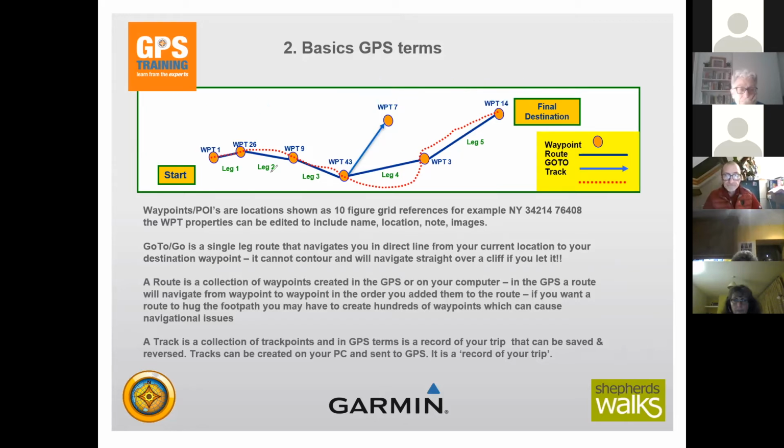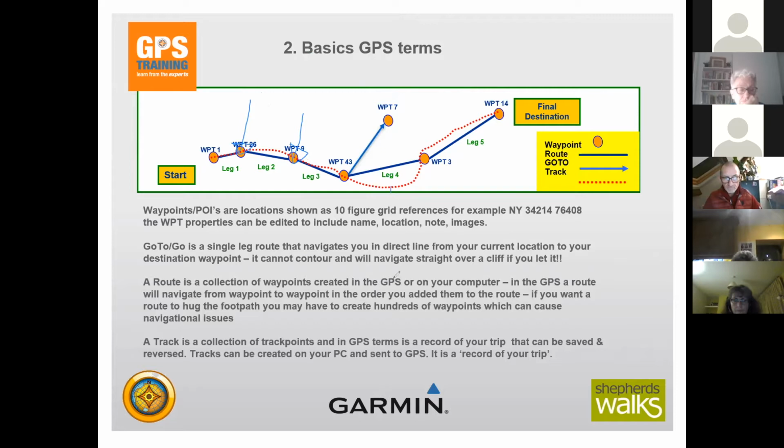The key thing we need to remember is if we're navigating a route, every time we hit a waypoint, we should get an audible beep on our GPS unit. The audible beep will tell us that we're reaching a waypoint and we're going to be changing direction. So as long as we plan our route properly, or whoever's planned that route, as we hit a waypoint, you should get an audible beep on your GPS unit.